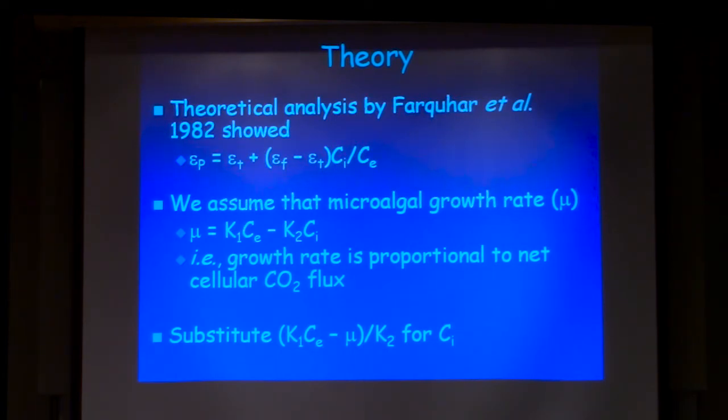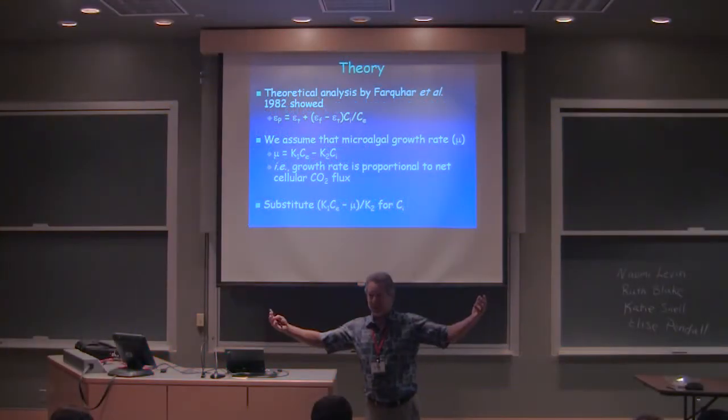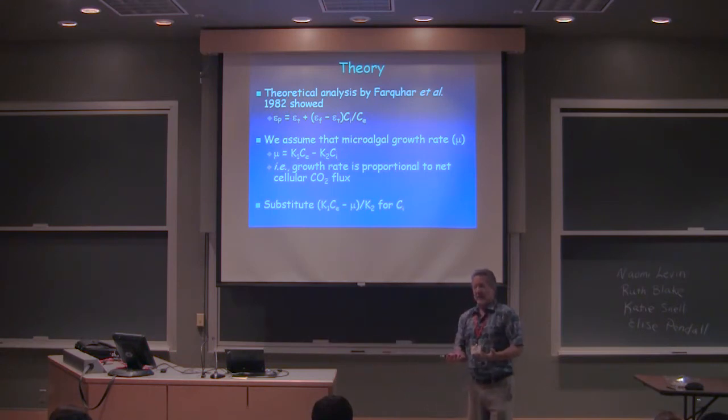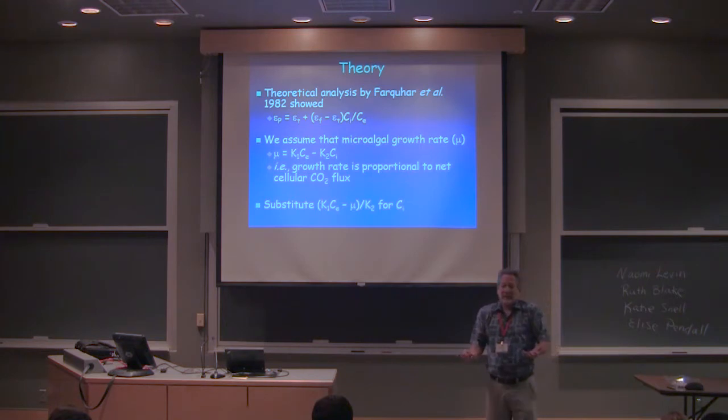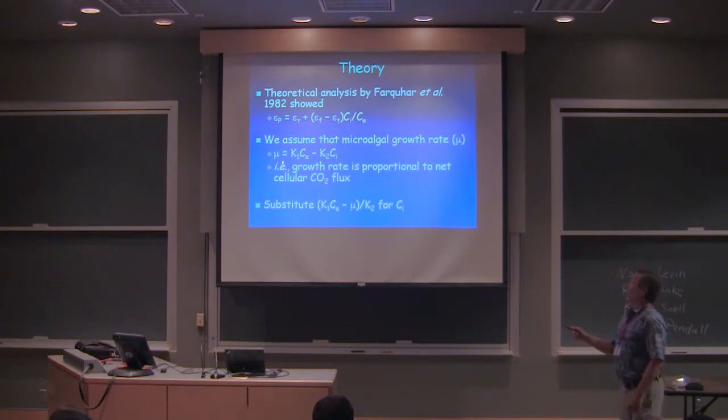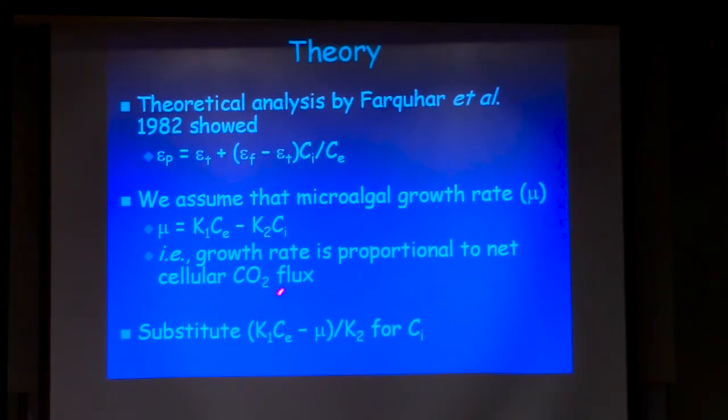So what we can do is grow plants and measure how fast they grow. If you measure how fast they grow, it's logical to assume that the rate of carbon fixation is proportional to the rate of growth. It grows faster, it fixes more carbon, so the internal demand within the cell will be greater. So what does that do? That controls the flux of CO2 out of the cell. So in essence, we can parameterize growth rate as the net cellular CO2 flux.